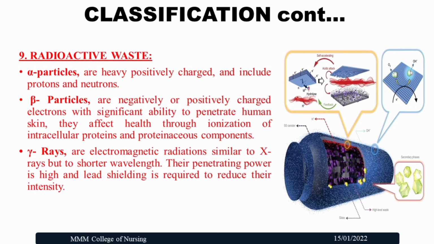Whereas beta particles are negatively or positively charged electrons with a significant ability to penetrate human skin. They affect health through ionization of intracellular proteins and other components.